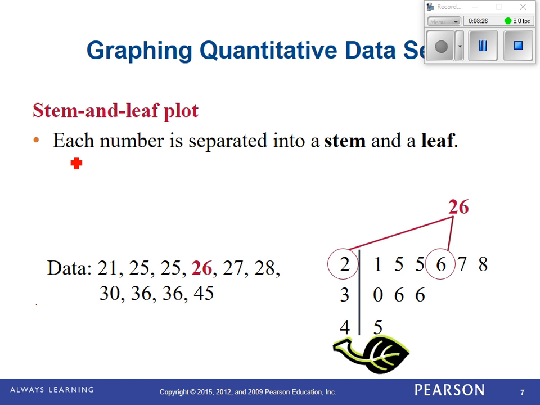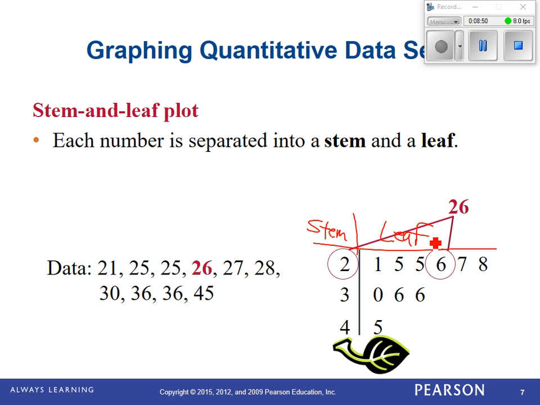Each number is separated. Stem and leaf is saying the same thing. Just to explain it to you, if our data was 21, 25, 25, 26, 27, so on and so on, these are our stems. These are our leaves. And we just look through here and we can pick out, okay, that goes with 26, so on and so on.